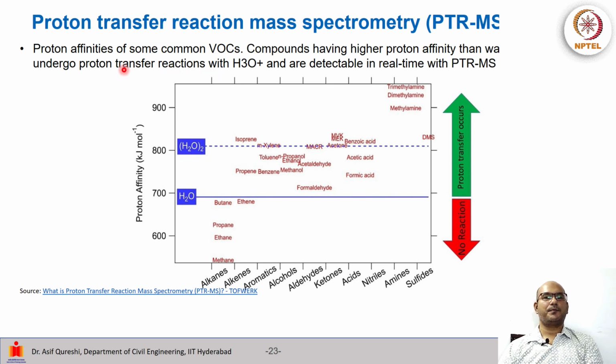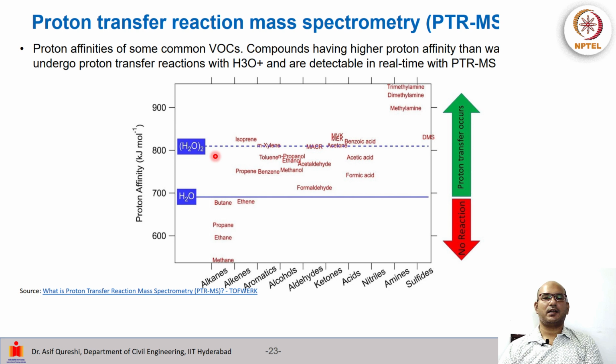Generally, not all the compounds can be detected. That basically depends on the proton affinity. The compounds having higher proton affinity than water will undergo proton transfer reaction with H3O+ and are detectable in real time. So if we have these different compounds, alkenes, aromatics, alcohols, aldehydes, ketones, acids, nitriles, amines and sulfides, there are some compounds which will show no reaction, and this is our proton affinity, and this is the proton affinity for water. So these compounds don't show any reaction: butane, ethene, propane, ethane, methane.